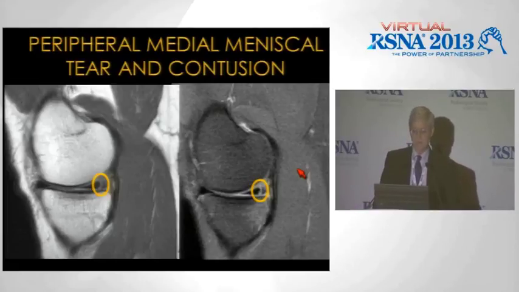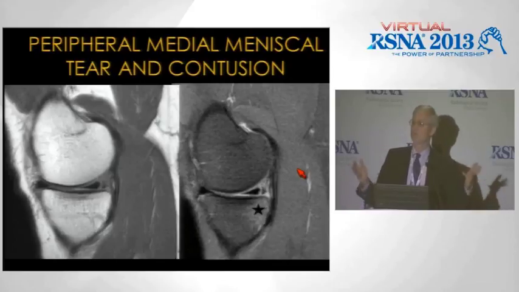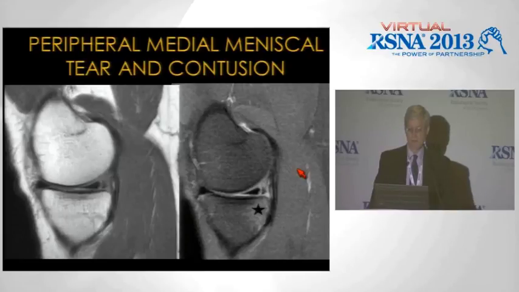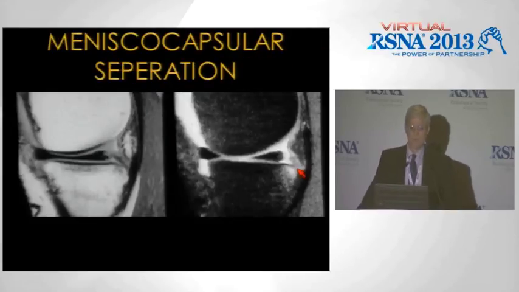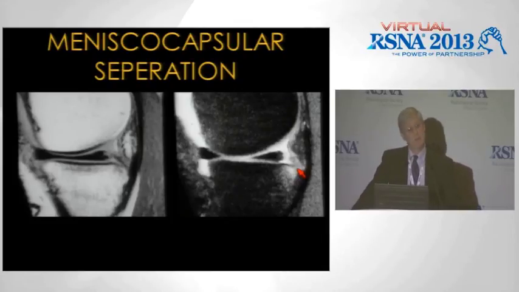The other thing that's very helpful is to look for your bone contusion. You know forces were dissipated there because there is contusion there as well. And that's very helpful to hold our hands, make us more confident that we're dealing with a vertical longitudinal tear, nicely shown here. If it's even more peripheral, we can have meniscocapsular separations in that loose areolar tissue between the MCL and the meniscus. And this is an example of one of those.